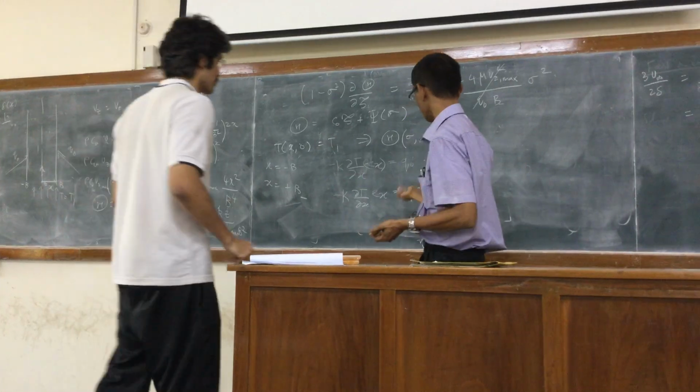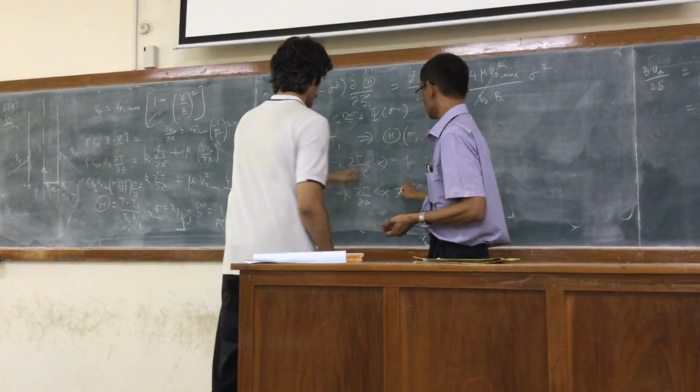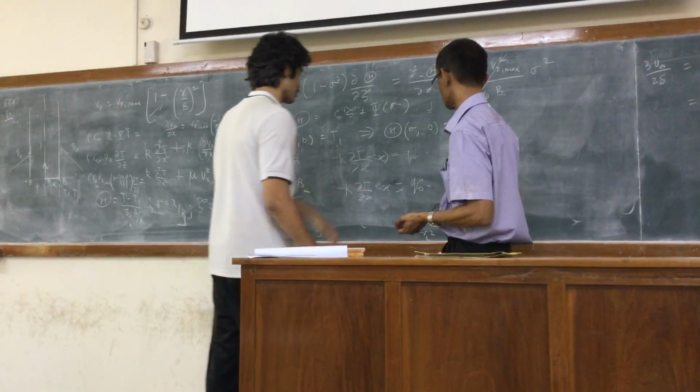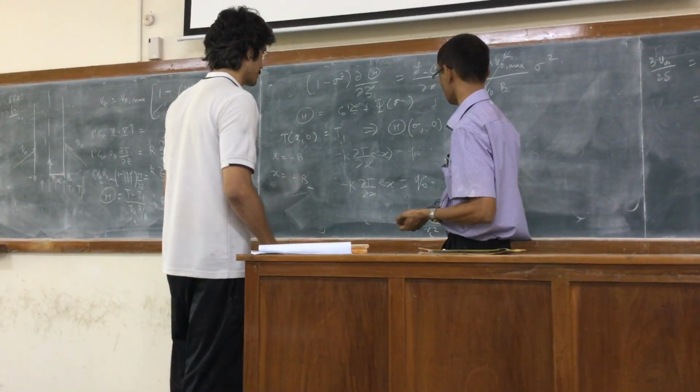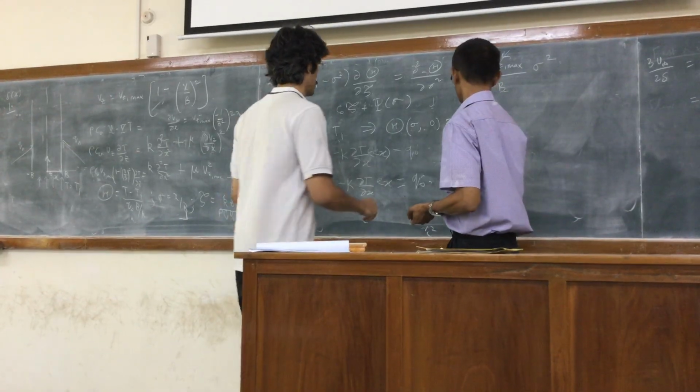Where is it? The negative or equal? So you think the sign is the same for both? No, why do you write it then? What is k dT by dx?